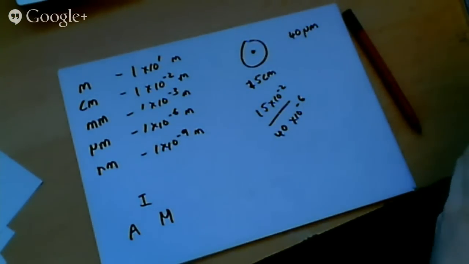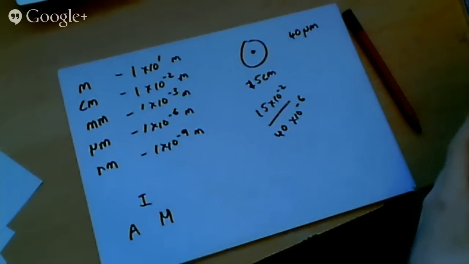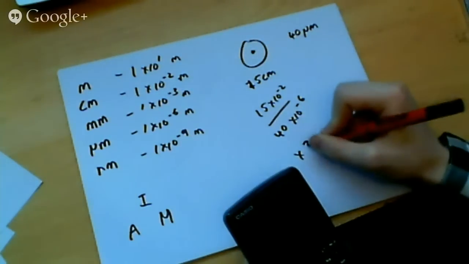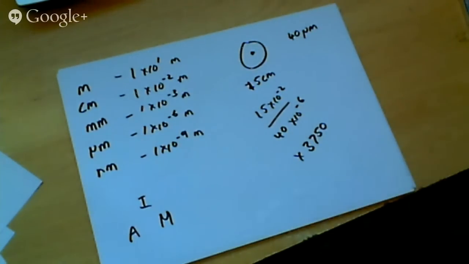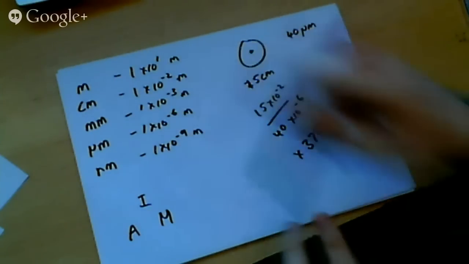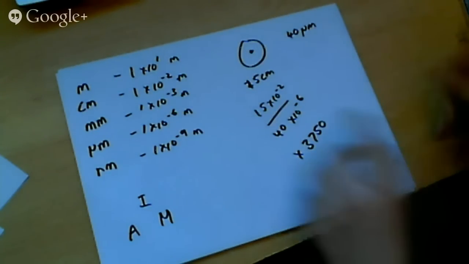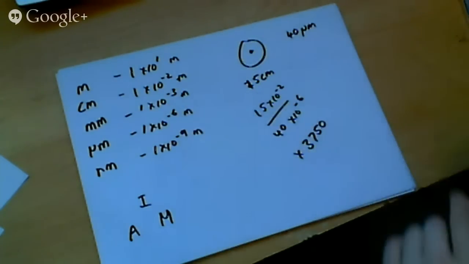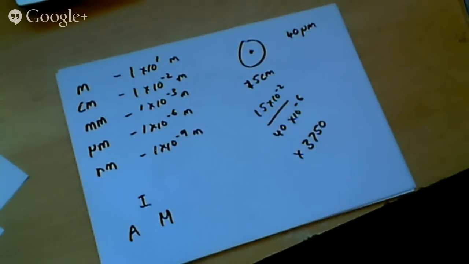So 15 times 10 to the minus 2 over 40 times 10 to the minus 6. You have a magnification of times 3750. So just remember centimeters is minus 2, millimeters minus 3, micrometers minus 6, nanometers minus 9. Whatever value you get, if it's in centimeters, you put times 10 to the minus 2. If it's millimeters, times 10 to the minus 3, etc. I hope that makes sense.